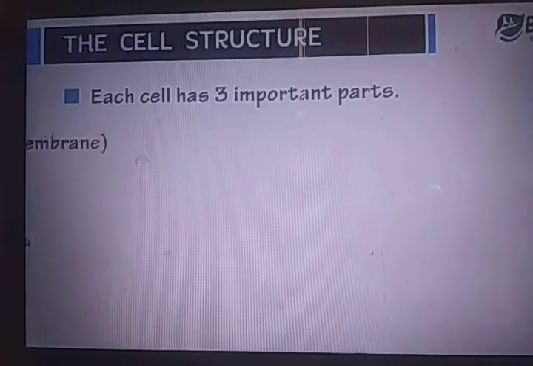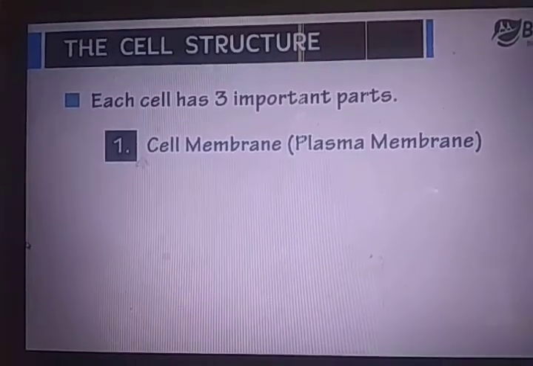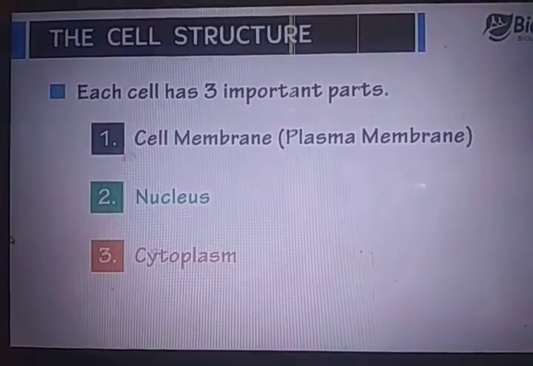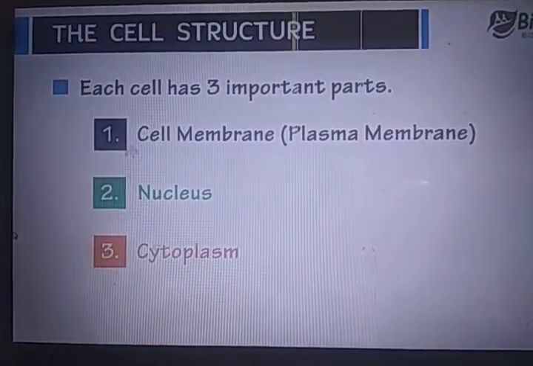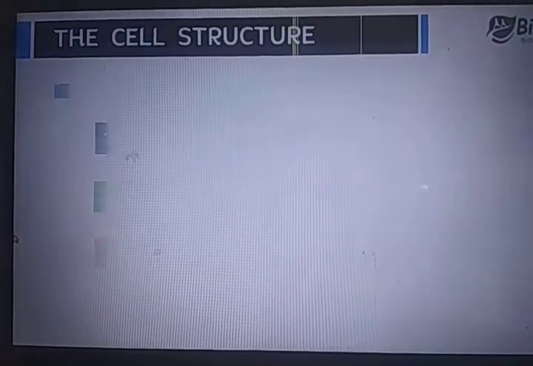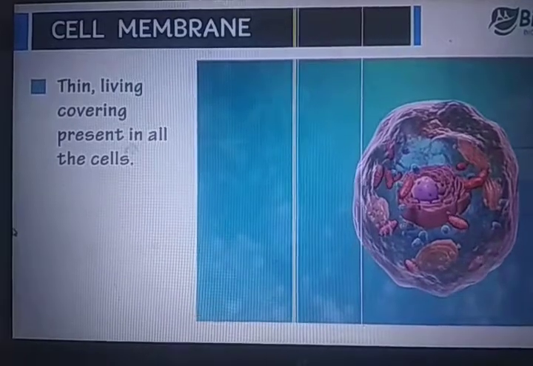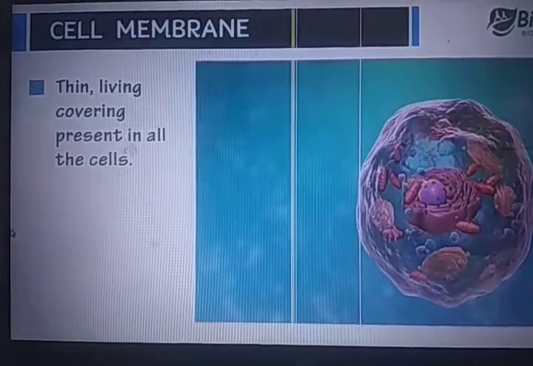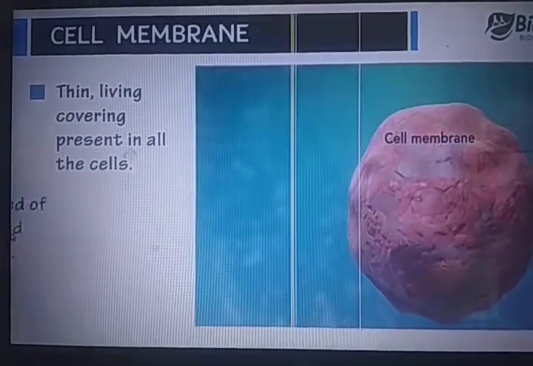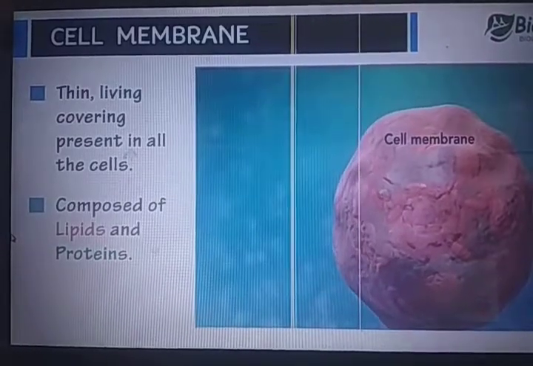The cell structure has three important parts. The first one is the cell membrane, otherwise we call it plasma membrane. The second, nucleus, and the third one is cytoplasm. Cell membrane. We'll study about the cell membrane. It's a thin living covering present in all the cells. It is composed of lipids and protein.